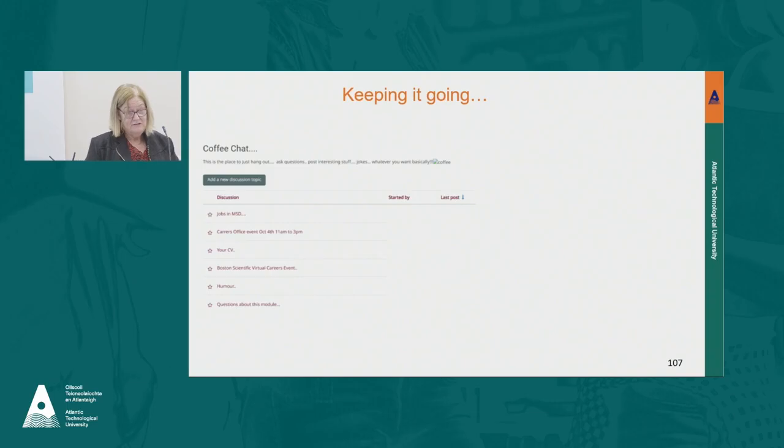How I do that to keep them entertained, keep them engaged, is I have what I call the water cooler moment, like you'd have in industry. I call it coffee chat. So basically it's a place for them to hang out. Now they don't actually use this as much as I'd like, and I'm really sorry about the time, I'm going to keep going. But I also use a lot of humour in my presentation.